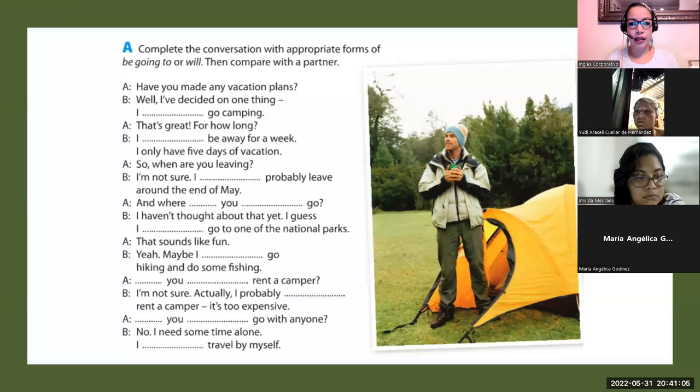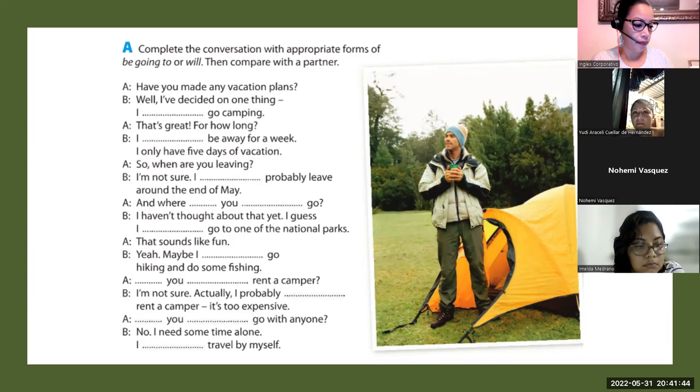Okay, so haciendo este repasito de lo de ayer, vamos a tratar de completar esto con be going to or will. So let's read, this is like a kind of conversation. Have you made any vacation plans? And it says, well, I have decided on one thing. I, so sería will or going to? Going to. Ajá, ¿y qué le ponemos antes de going to? I am going to go camping. Go camping. Mm-hmm.